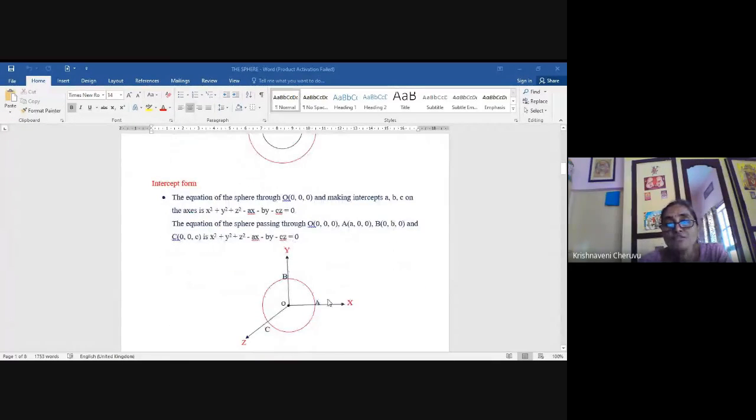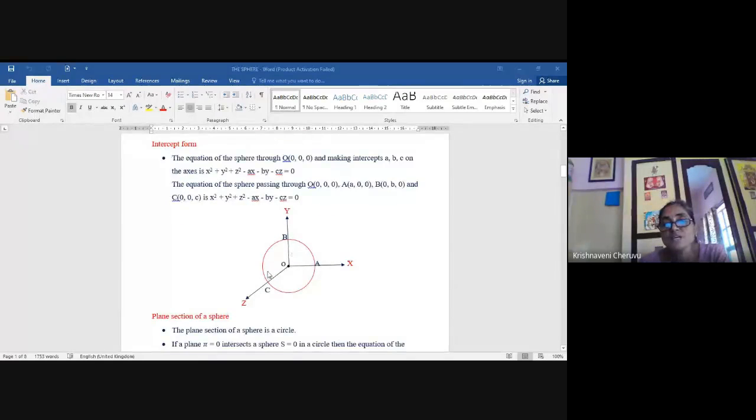Now, another form of the sphere is the intercept form of the sphere, girls. See here, this sphere is passing through A, B, C. A is the x-intercept, B is the y-intercept, C is the z-intercept. The equation of the sphere passing through O also, O meaning the origin here, that is, passing through O, A, B, C is given by this.